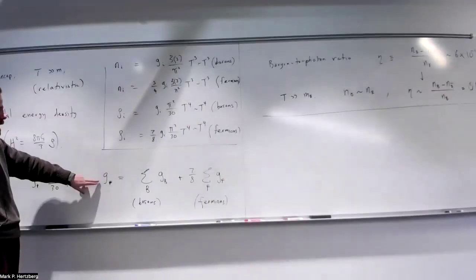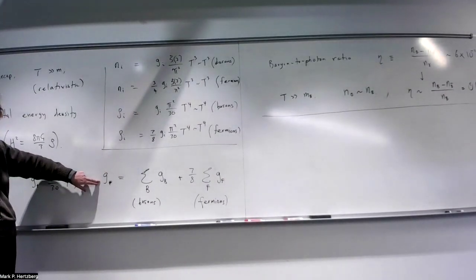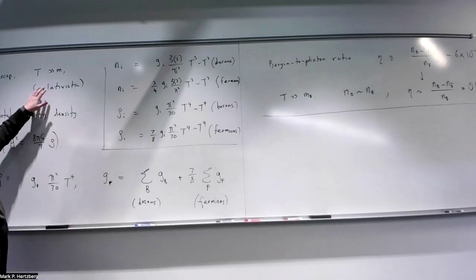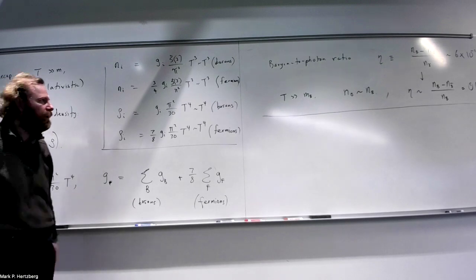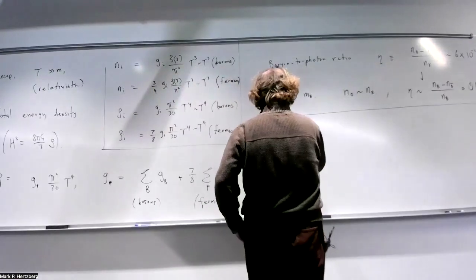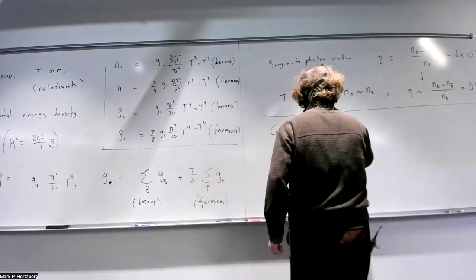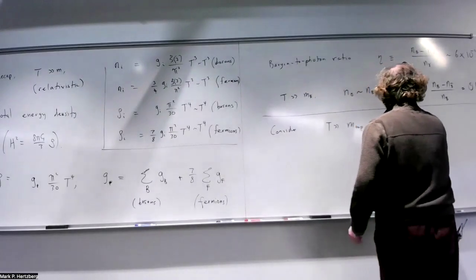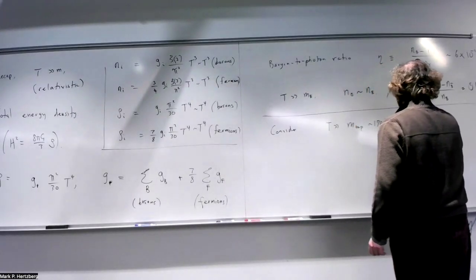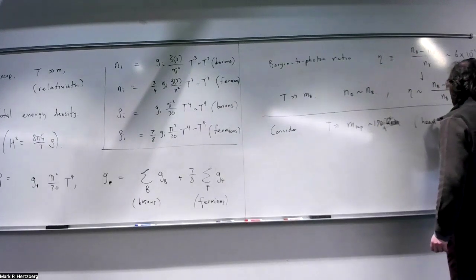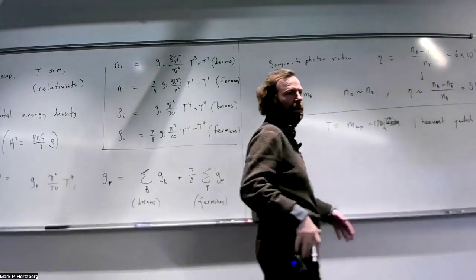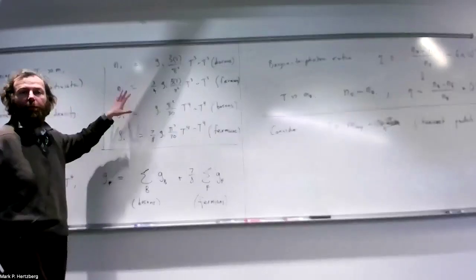Questions about this? So let's now compute this g star at these really high temperatures, and then we'll lower the temperature. Let's consider temperatures higher than the top mass, about 170 GeV, the heaviest particle in the standard model. Then all the particles are relativistic, and we can use these formulas for every particle in the standard model.